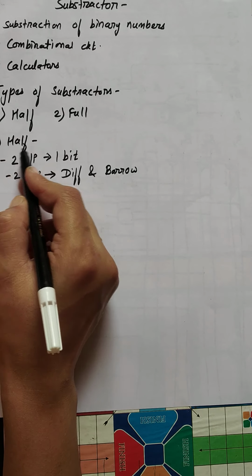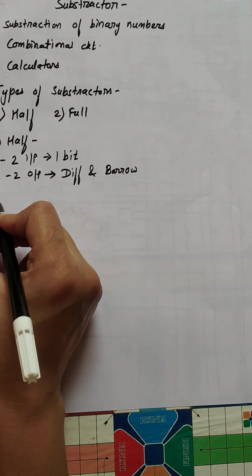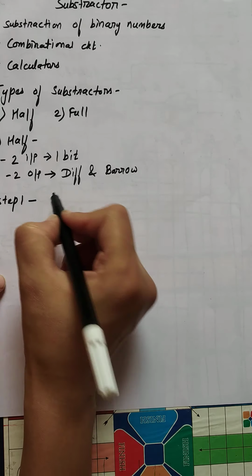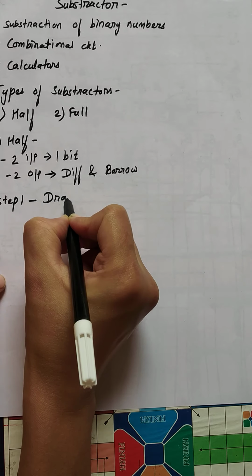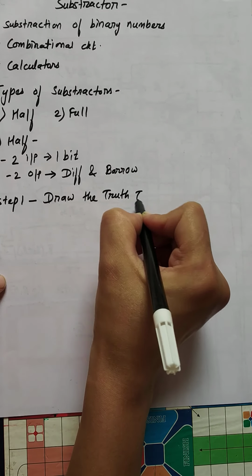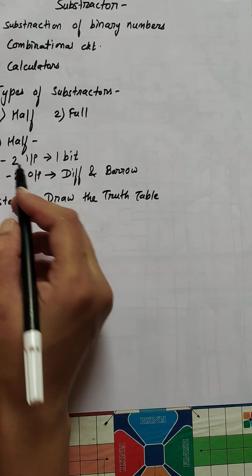So we have to draw the circuit for half subtractor. How are we going to draw the circuit for half subtractor? I'll do it step by step. Step 1, draw the truth table. So how to draw the truth table? To draw the truth table, we require the number of inputs and number of outputs. So how many inputs are there?